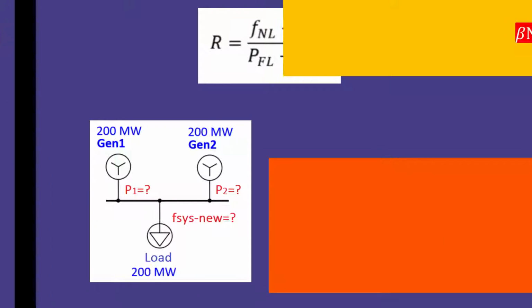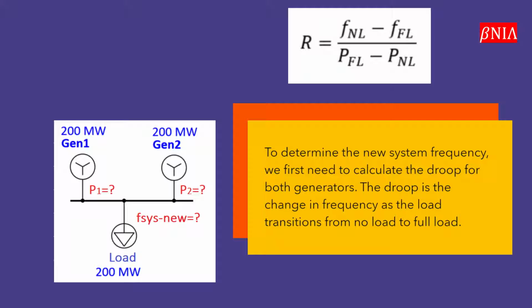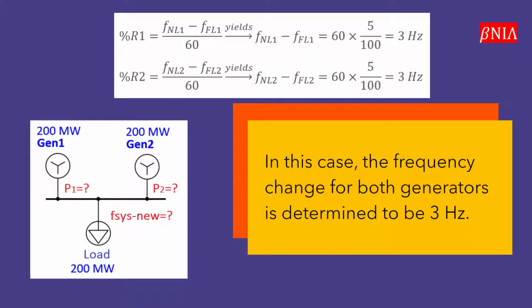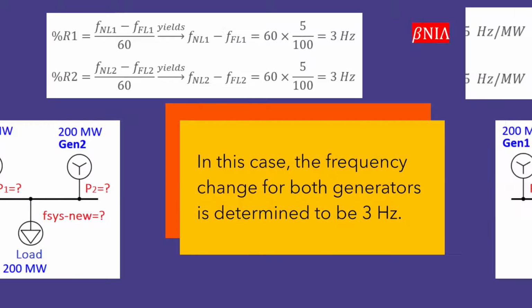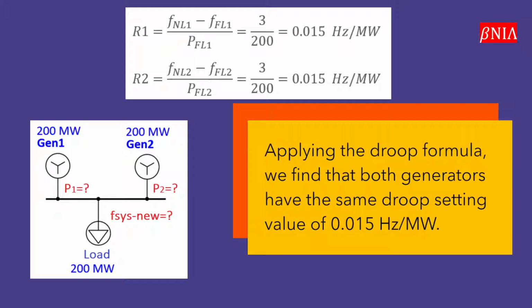Let's find out. To determine the new system frequency, we first need to calculate the droop for both generators. The droop is the change in frequency as the load transitions from no load to full load. In this case, the frequency change for both generators is determined to be 3 Hz. Applying the droop formula, we find that both generators have the same droop setting value of 0.015 Hz per megawatt.